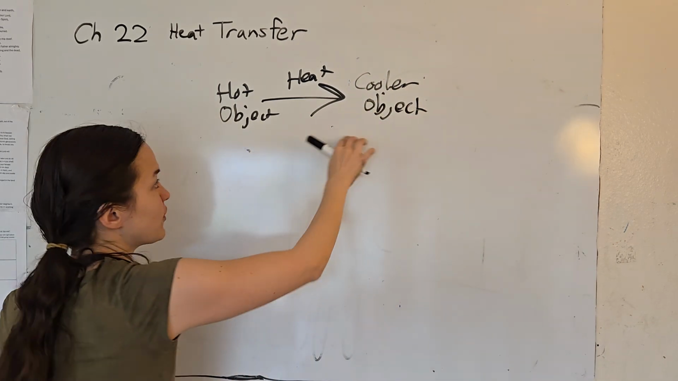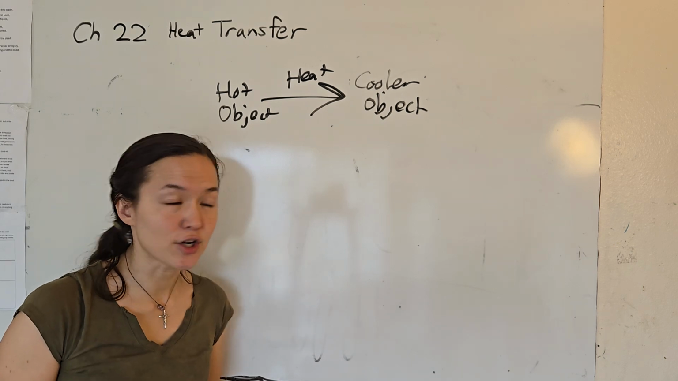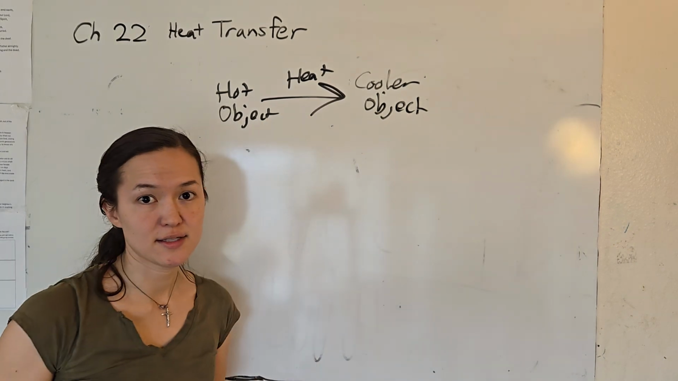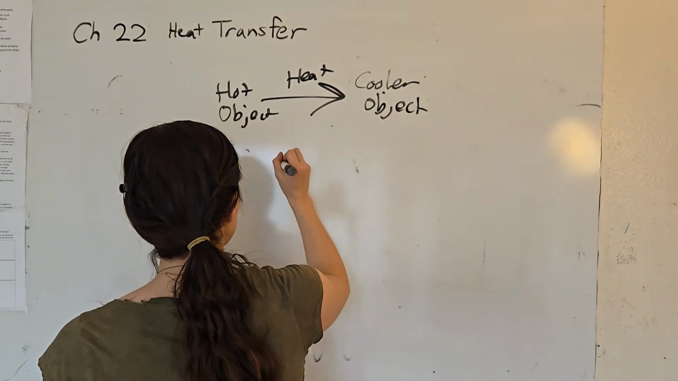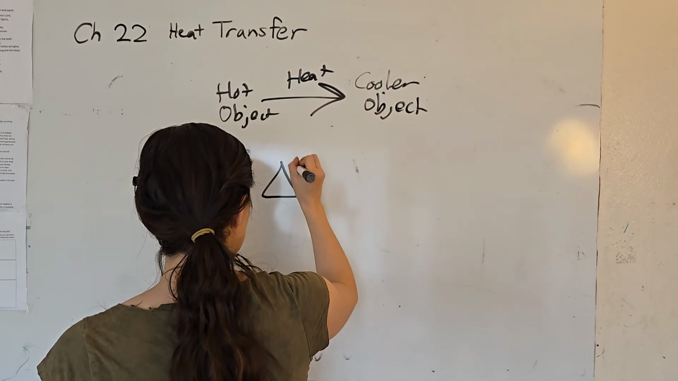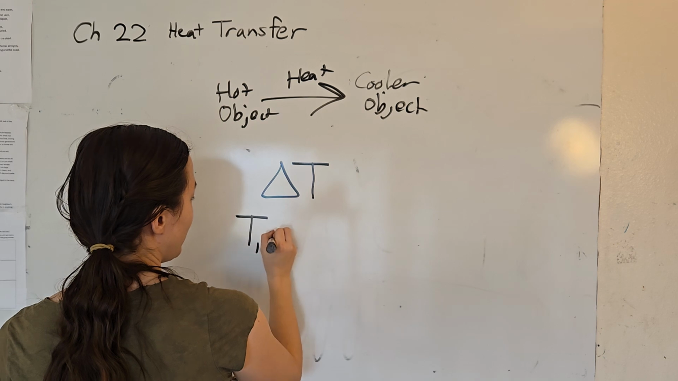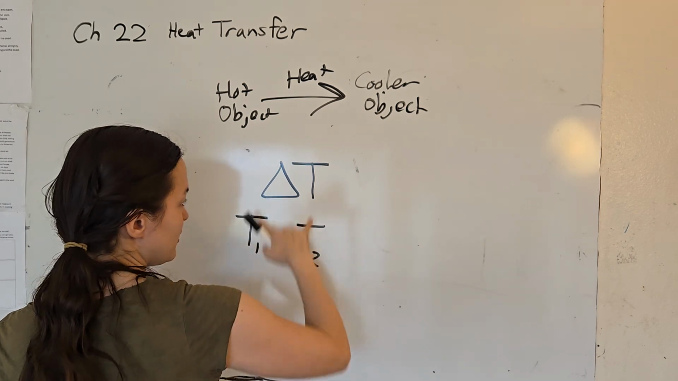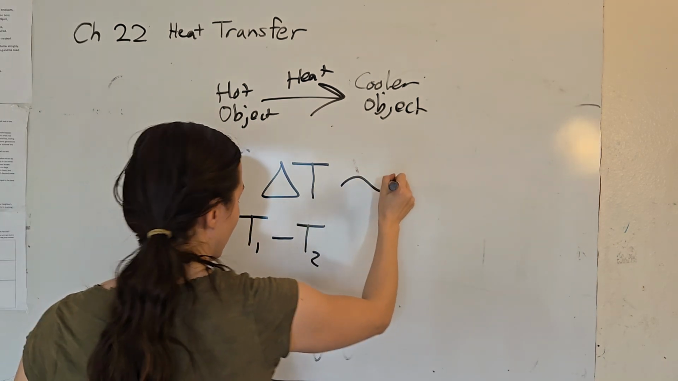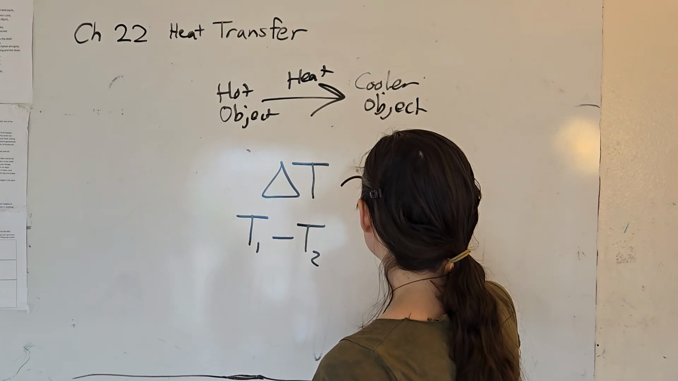This transfer will happen faster the bigger this difference is. I think that's Newton's law of cooling. Basically, this is the difference in temperature. So whenever you see a delta, that means the temperature of 1 minus the temperature of 2. So the bigger the difference in temperature, the faster the rate of cooling.